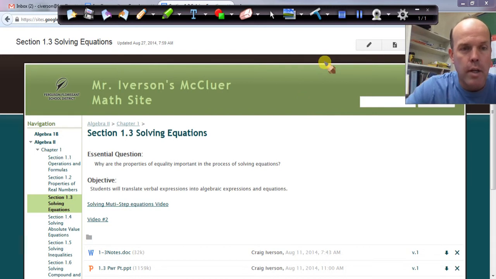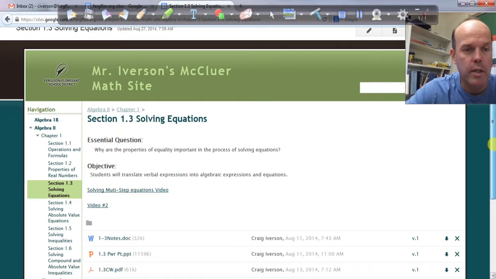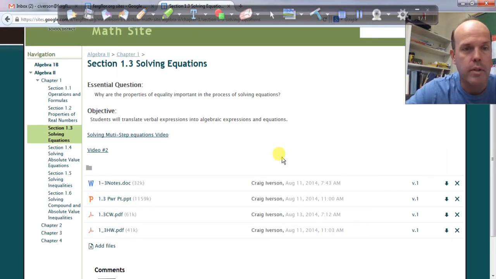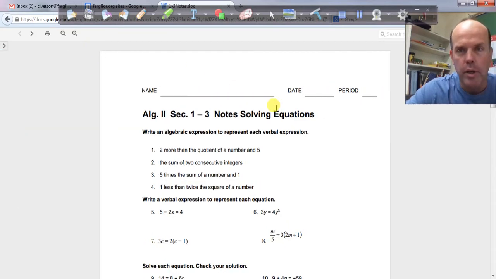Okay, these are your notes for Algebra 2, Section 1.3. If you notice, I'm on my website. Scroll down, click on the 1.3 notes document, pull it up, and we're going to write an algebraic expression to represent each verbal expression.